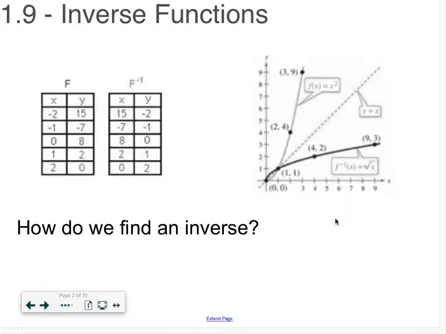Okay, so this is what you had at the very top of the page. This is something that you talked about in Algebra 2 for sure. Between the table and the graph, what's happening? How do we describe it? The X's and the Y's are switching. That is something that I wanted you to remember. So X's and Y's switch.